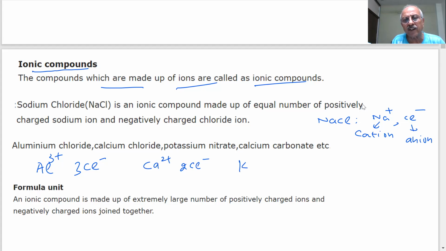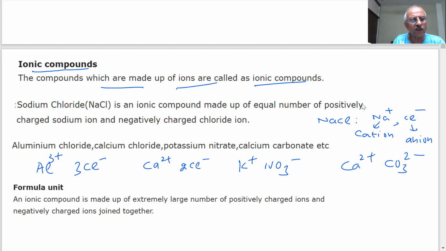Potassium nitrate contains potassium ion and nitrate ions. Calcium carbonate will contain what? Calcium ion and carbonate ion. So there are ions which are present. Such compounds are called ionic compounds.